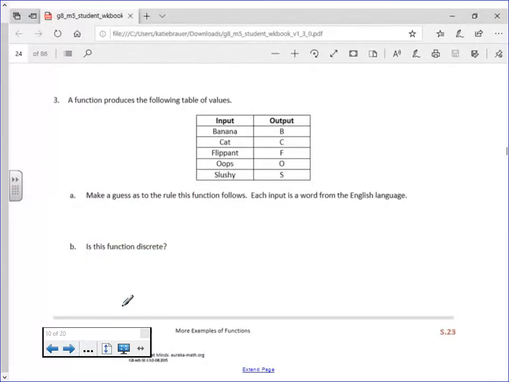All right, the last couple of questions is this one. It says a function produces the following table of values. Input banana, the output was B. The input cat, the output was C. I don't know what that word is, so we're going to skip it. Input is oops, the output is O. The input is slushy, the output is S. It says make a guess to the rule of the function below. Each input is a word from the English language, and you're going to say each output is what? Yeah, each output, and hopefully you noticed, is the first letter of that word.